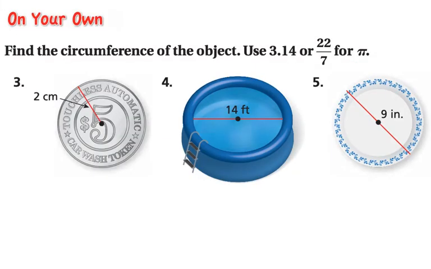Here are 3 problems for you to try on your own. You guys are going to need to decide which version of our circumference formula you're going to need to use, and also whether you're going to need to use 3.14 for pi or 22 sevenths. If you're going to try these on your own, go ahead and pause the video now so you get a couple minutes to work on it, and then unpause the video when you're ready to check your solutions.